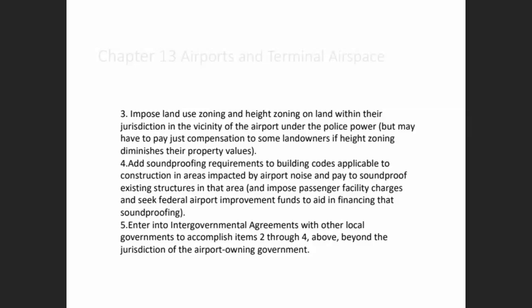Number four, add soundproofing requirements to building codes applicable to construction in areas impacted by airport noise and pay to soundproof existing structures in that area. Impose passenger facility charges and seek federal airport improvement funds to aid in financing. Number five, enter into intergovernmental agreements with other local governments to accomplish items two through four above beyond the jurisdiction of the airport-owning governments.